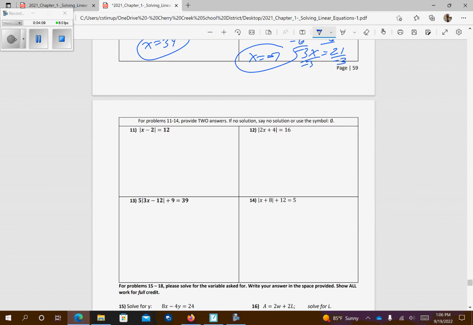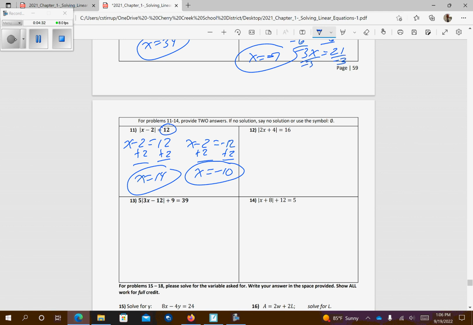All right, absolute value. So the absolute value equals a number. The number is positive, so yes, we're going to have two answers. So I have x minus 2 equals 12. x minus 2 equals negative 12. Add 2 to both sides, so I get x equals 14. That's one answer. Add 2 to both sides, so negative 12 plus 2 is negative 10. There's my two answers. The reason there's two answers is this is positive.